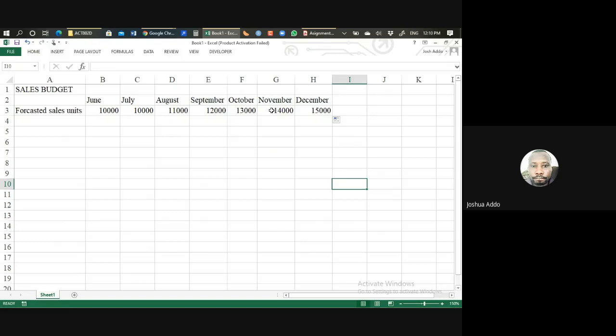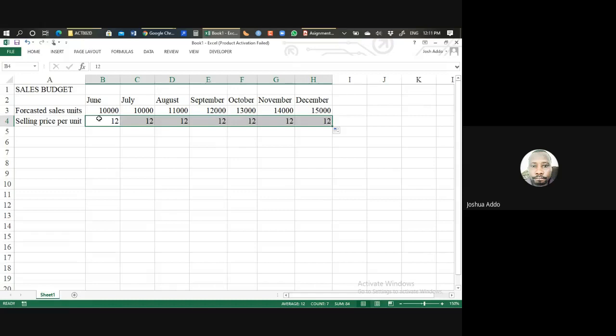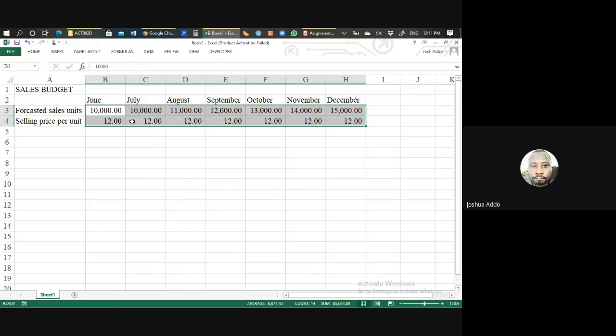All right. Then we have selling price per unit, because we're trying to prepare our sales budget. So selling price per unit, that is 12 throughout. So let me just drag this 12 throughout. Yes, it was 12 cedis. Okay, let me try to make it appear as accounting figures. So comma separators are here, good. Then our sales budget.